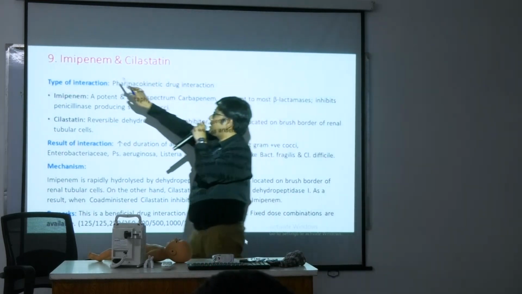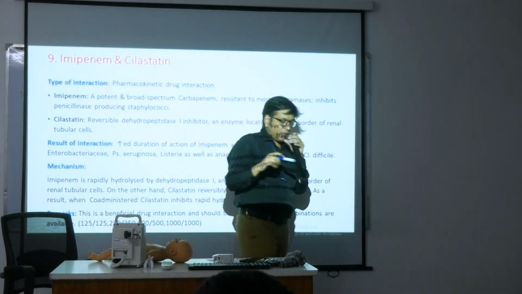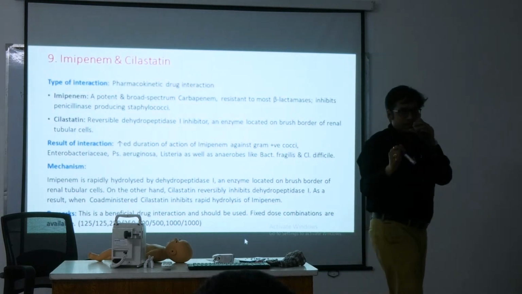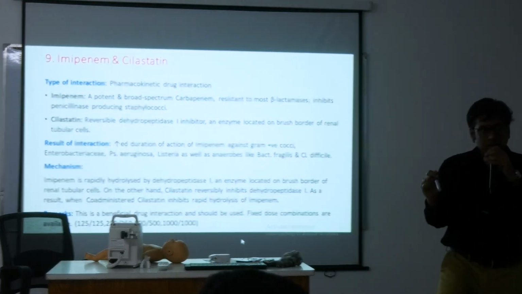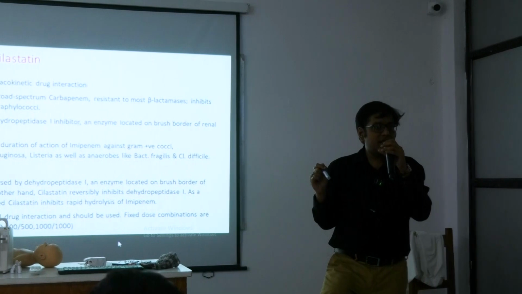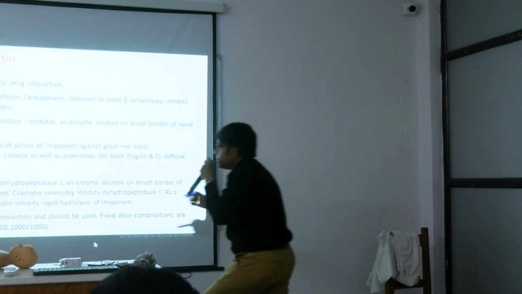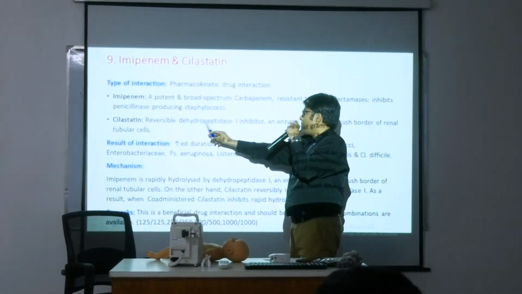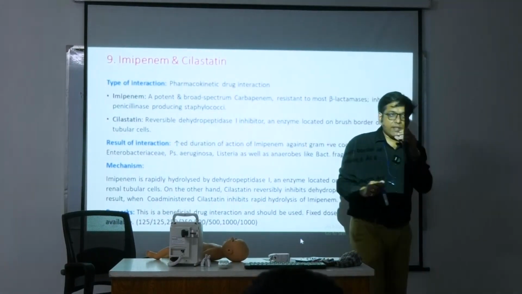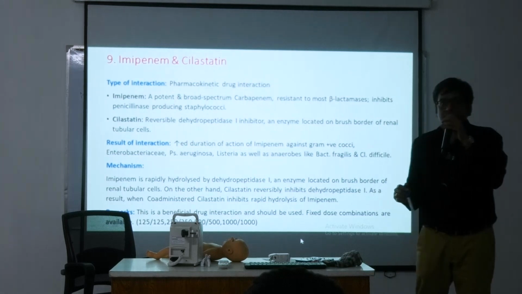Imipenem is an antibiotic. When given, that antibiotic imipenem is rapidly destroyed by this enzyme in the renal tubules. The dehydropeptidase 1 enzyme rapidly destroys the antibiotic imipenem.